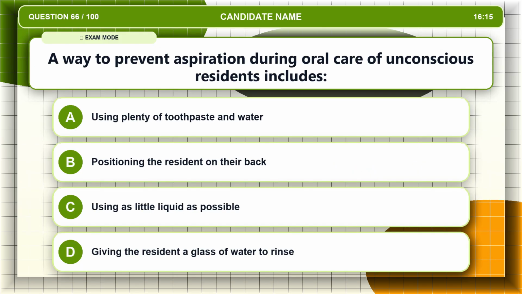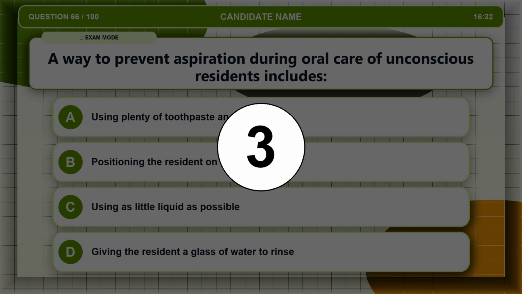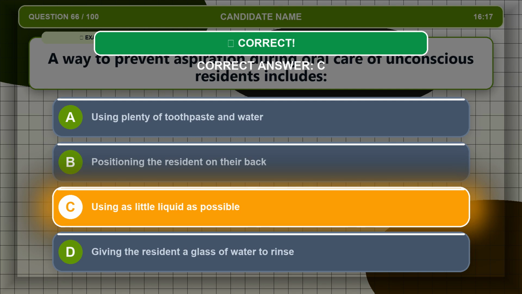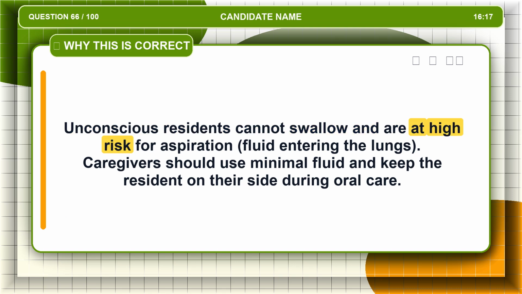Question 66. A way to prevent aspiration during oral care of unconscious residents includes: option A, using plenty of toothpaste and water, option B, positioning the resident on their back, option C, using as little liquid as possible, option D, giving the resident a glass of water to rinse. The correct answer is option C, using as little liquid as possible. Unconscious residents cannot swallow and are at high risk for aspiration, fluid entering the lungs. Caregivers should use minimal fluid and keep the resident on their side during oral care.